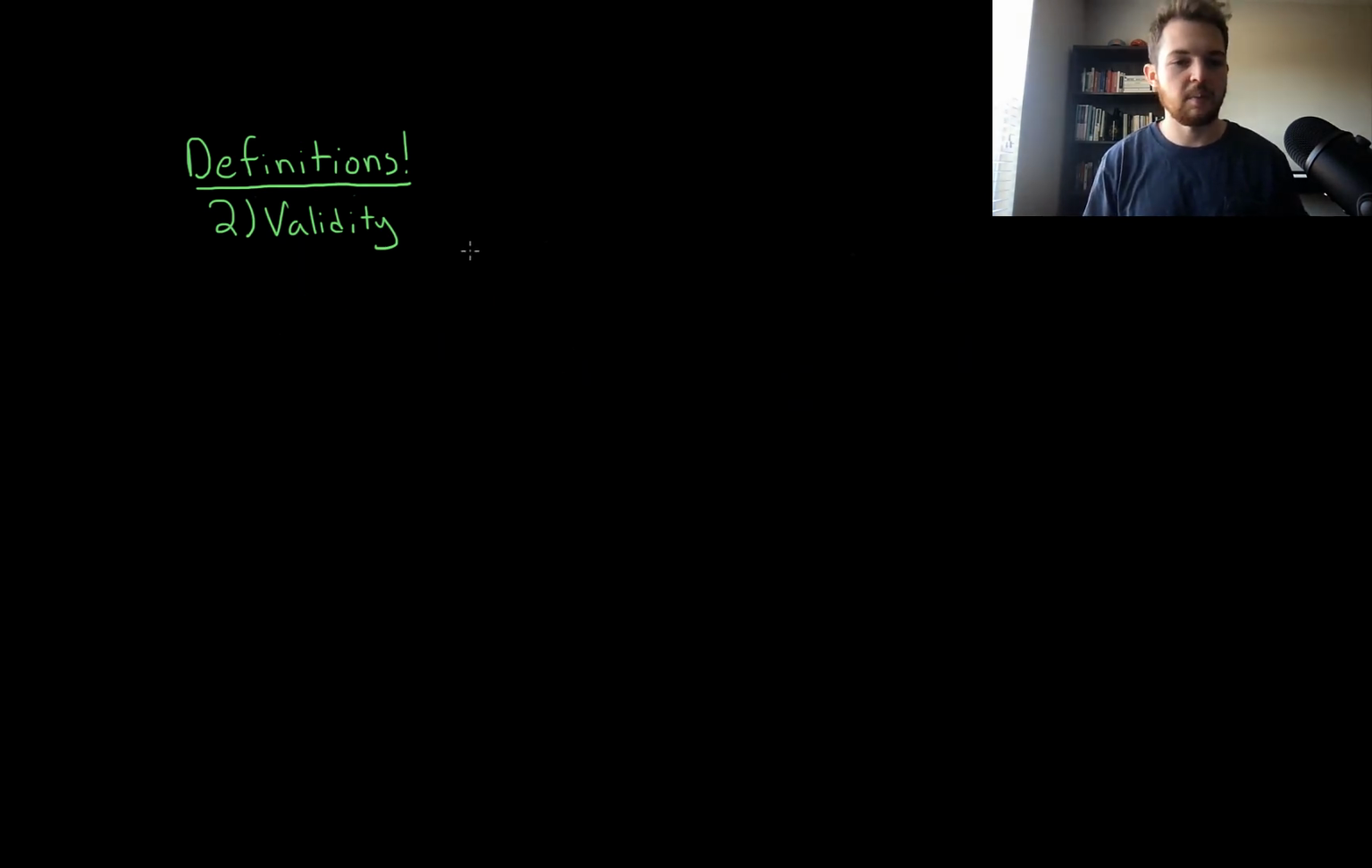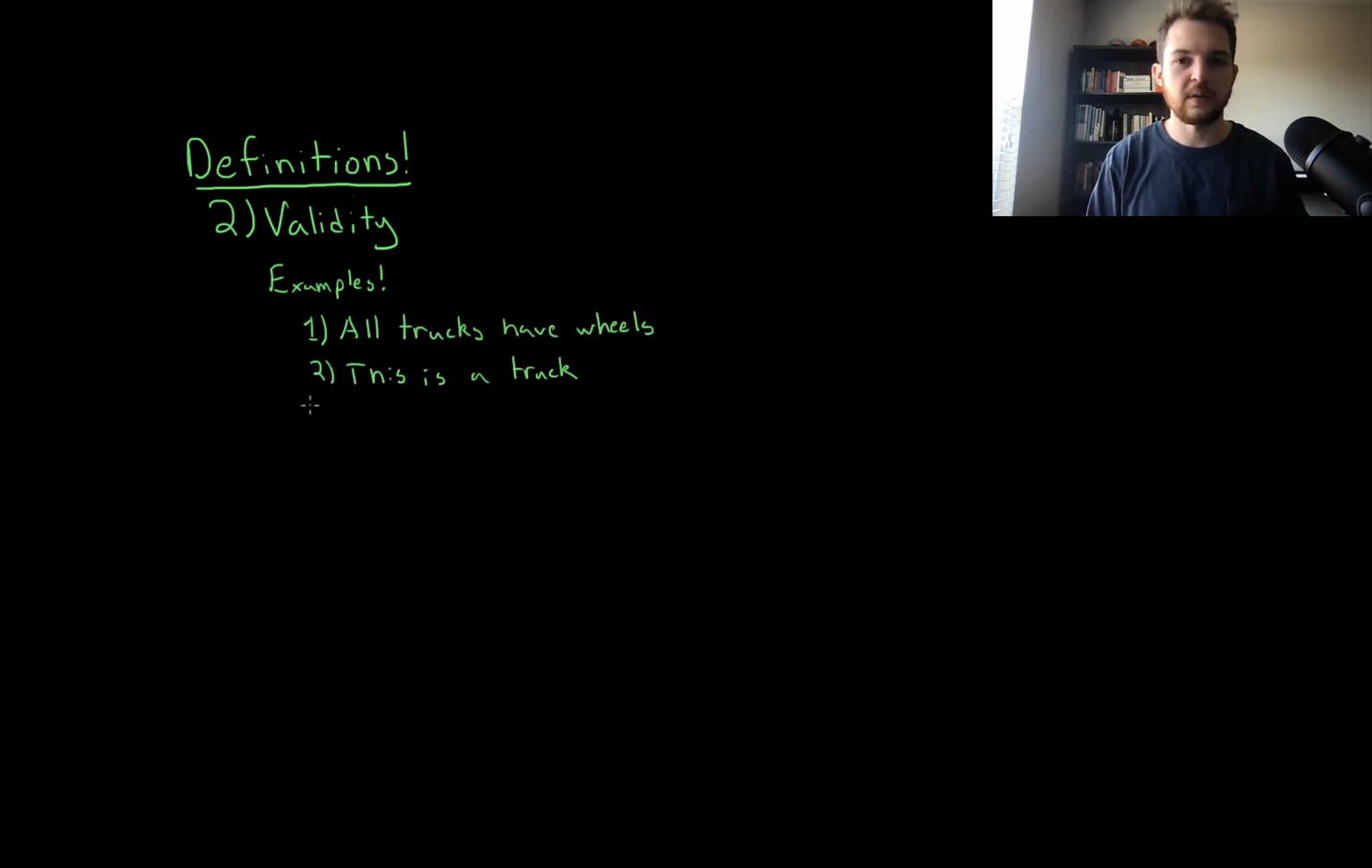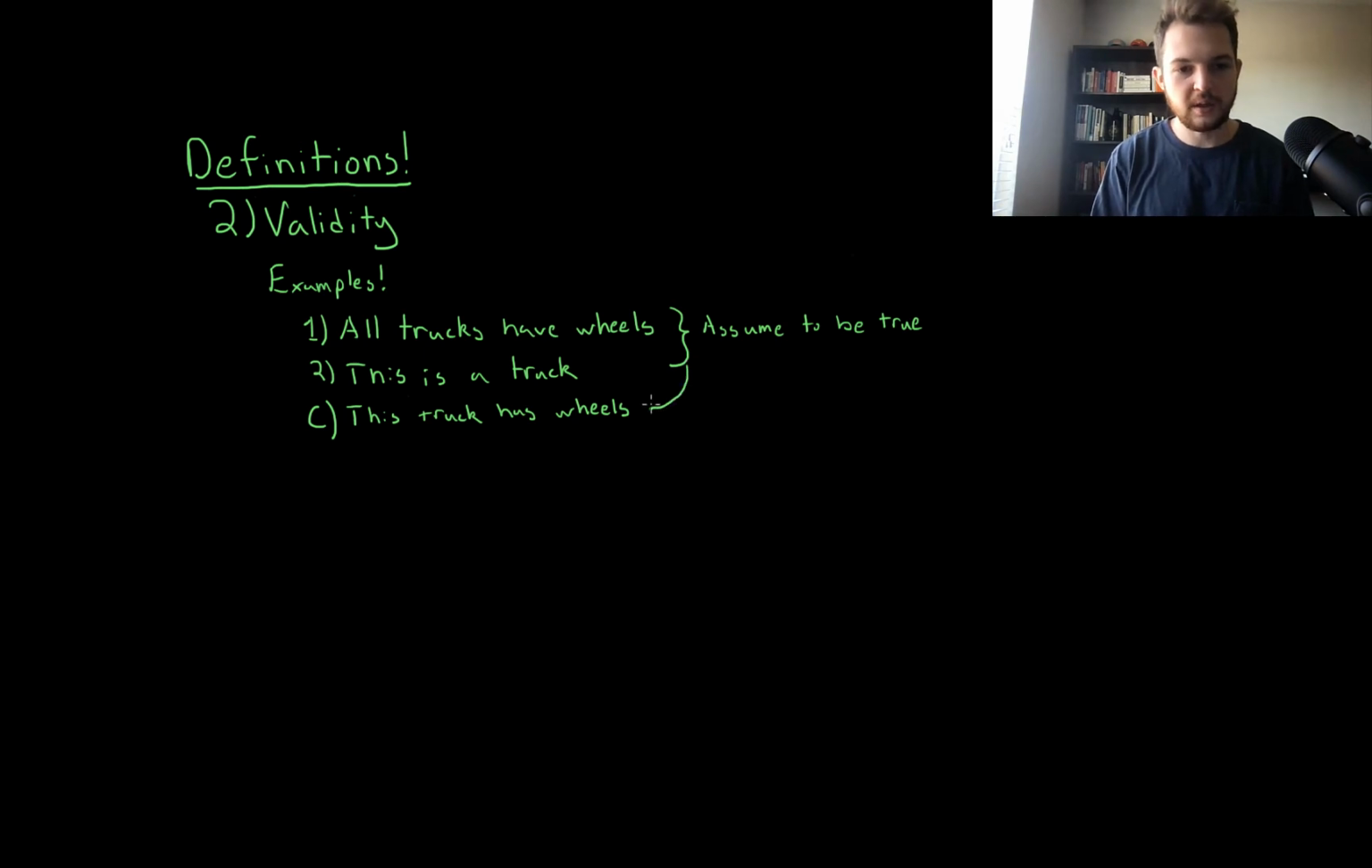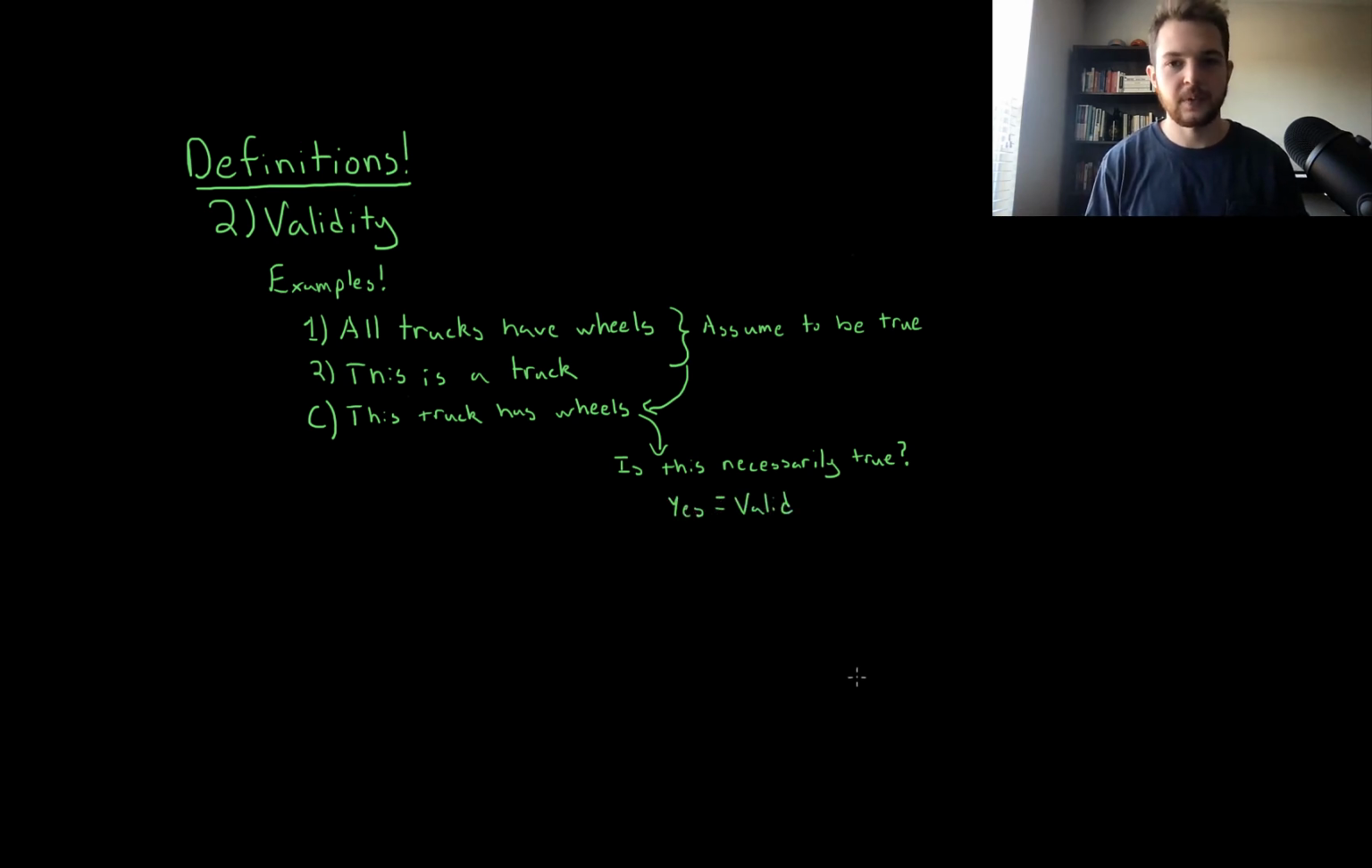So here's an example of a valid argument. All trucks have wheels. This is a truck. This truck has wheels. So if we take a look at premise 1 and premise 2, all trucks have wheels and this is a truck, and we assume these to be true. We don't try and question these premises at all. Would the conclusion be true? In this case, yes. Given that all trucks have wheels and that this is a truck, this truck has to have wheels. There's no other option.